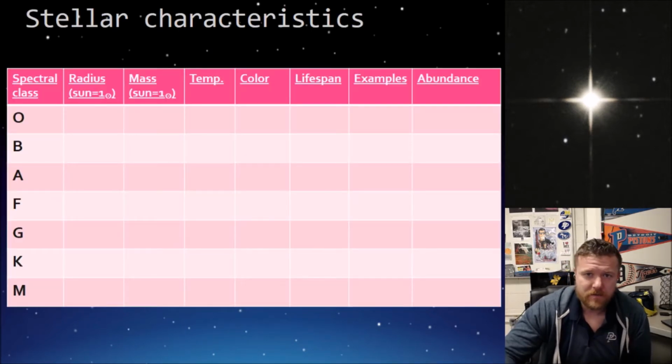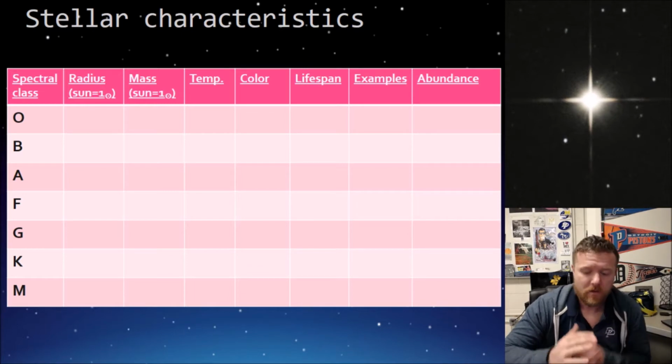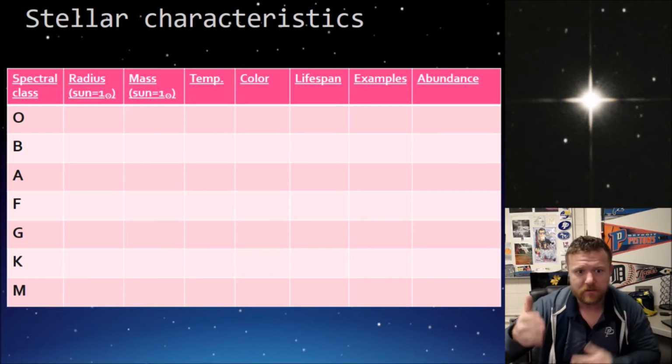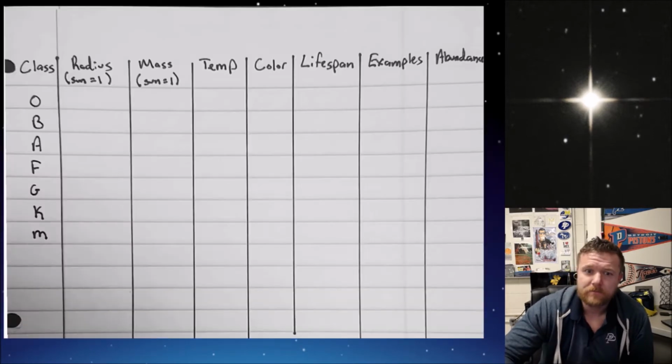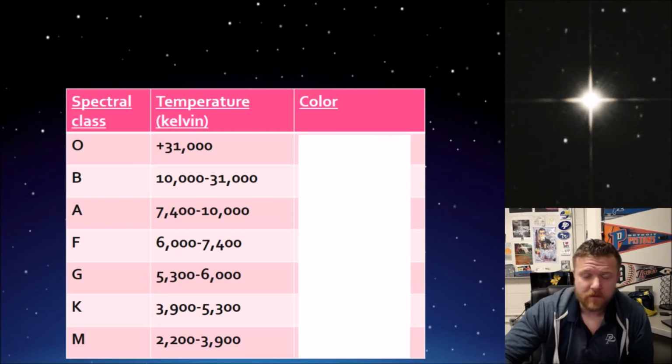And then I want you guys in your science journal to create this chart using an entire page. Fill up an entire page in your science journal, and over the next couple weeks we're going to fill in these columns. It might look something like this. And the first column that you're going to fill in is the temperature. So go ahead and fill these in.